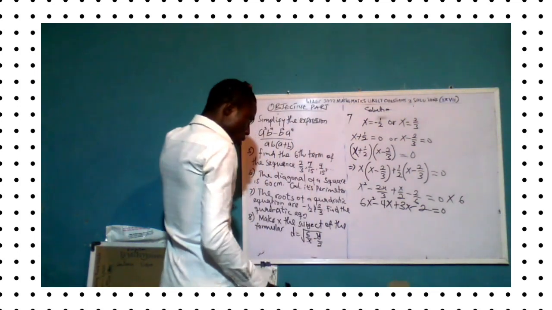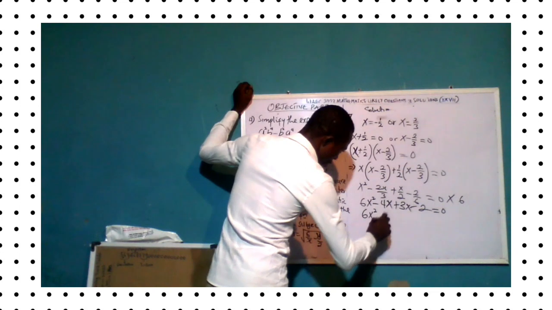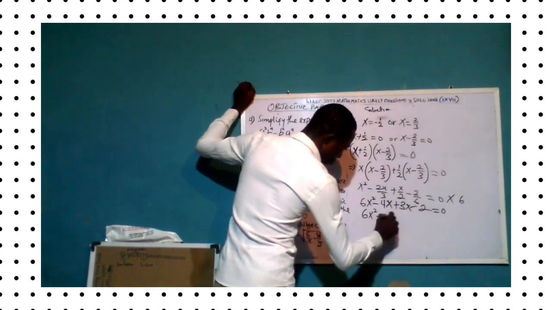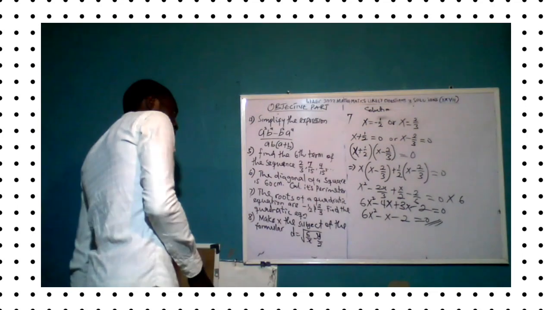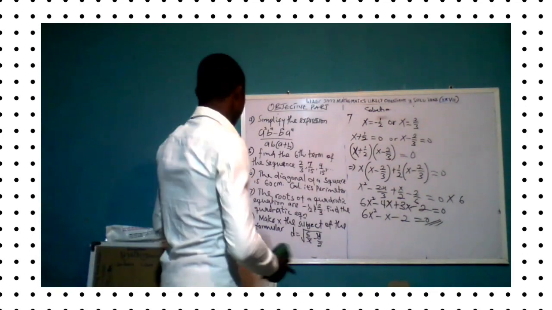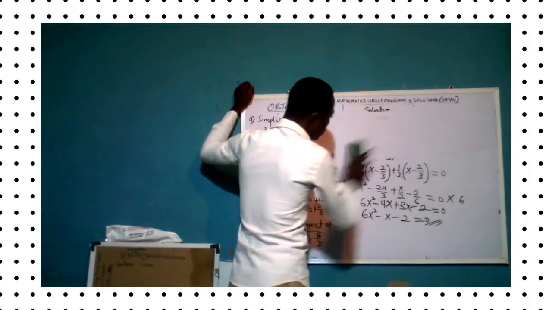And yeah, from here, what you need to do is to simplify this so that you have 6x squared, then minus 4x plus 3x, that will give you negative x, minus 2 equal to 0. And this actually must be in the options that will be listed, right? So let's take a look at question number 8.